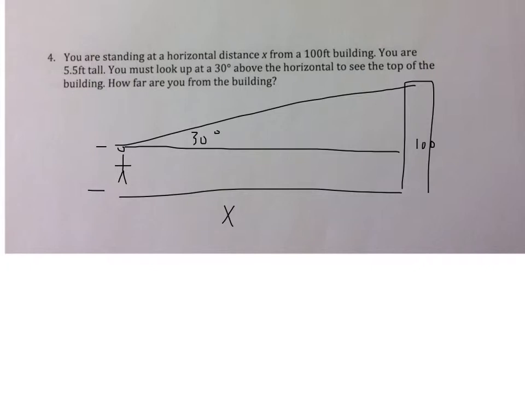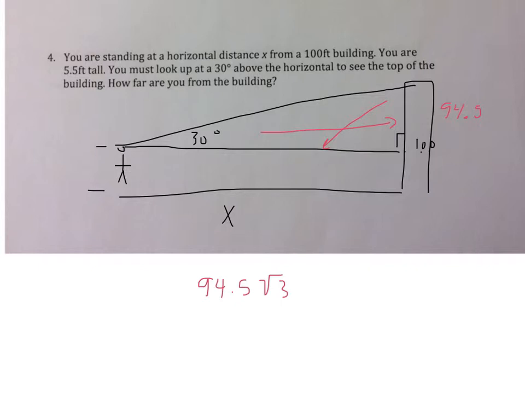Well, since you're 5.5 feet tall, this distance really should be not 100, but 94.5. And that's the side across from 30. So the side across from 60 is going to be 94.5 root 3.